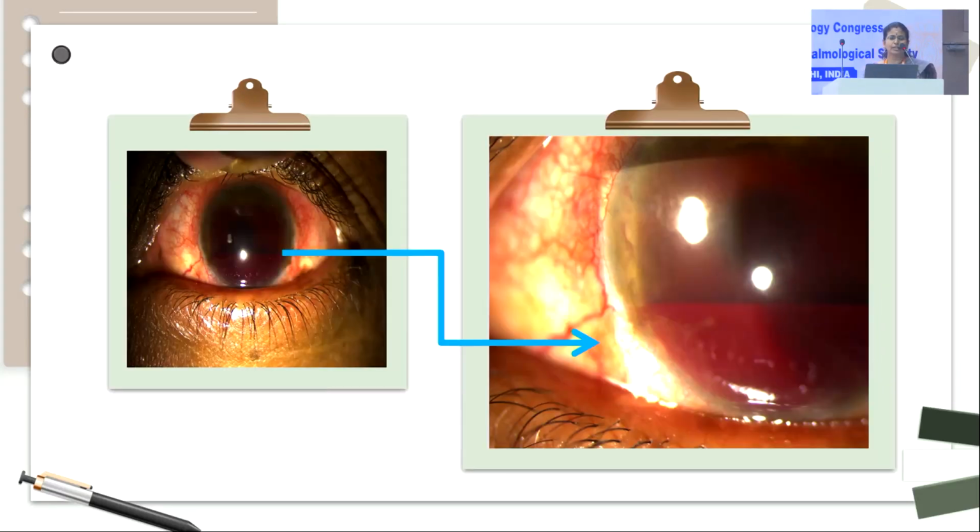Other things in the anterior chamber will be a hyphema. The questions asked here will be what are the causes of hyphema, and what is the 8-ball hyphema, and what are the complications. When will you get corneal blood staining or the glaucoma associated with hyphema.